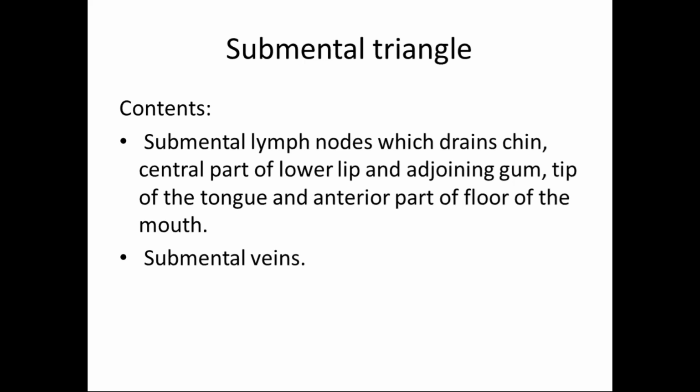So, contents of the submental triangle. The submental lymph nodes, of course, level 1A. These submental lymph nodes drain the chin, the central part of the lower lip, adjoining gum, tip of the tongue, and the anterior part of the floor of the mouth. Another content is the submental veins.